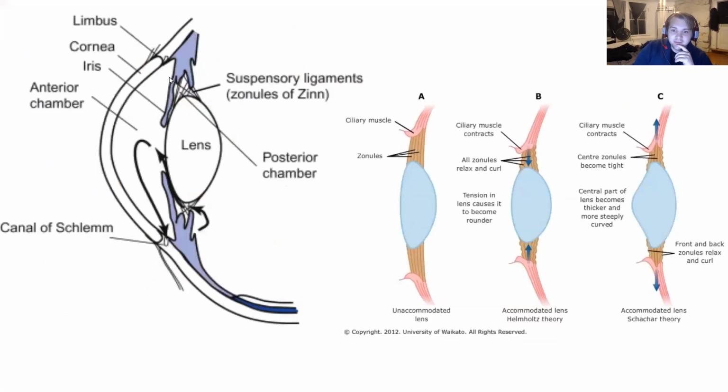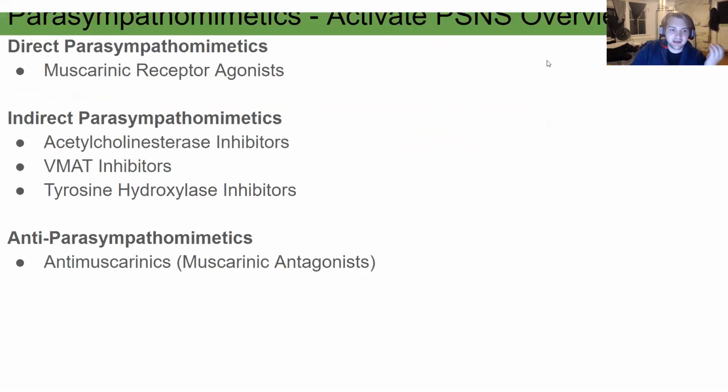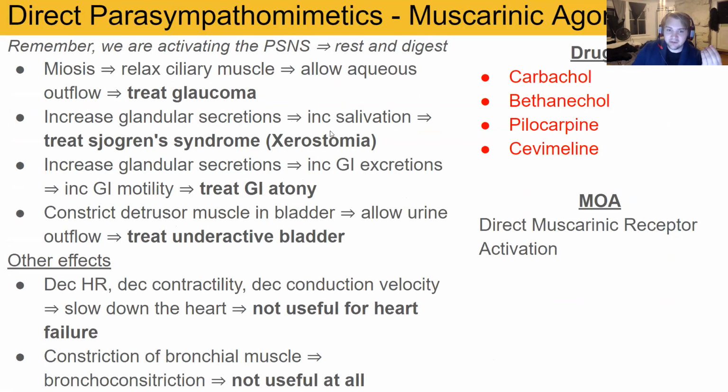Notice all of the same effects that we talked about here are the same ones that show up in the uses, because we're going to be mimicking the parasympathetic nervous system. So we're going to be increasing rest and digest. And what does rest and digest mean? Well, it means you're going to be increasing the salivation. And what is that going to be used to treat? Sjogren's syndrome, or what's referred to as xerostomia, which is when you have dry mouth. So if we want to increase the amount of salivation you have, then we increase the squeezing of the salivary glands, which causes more of that watery secretion to enter your mouth, and we treat your xerostomia.